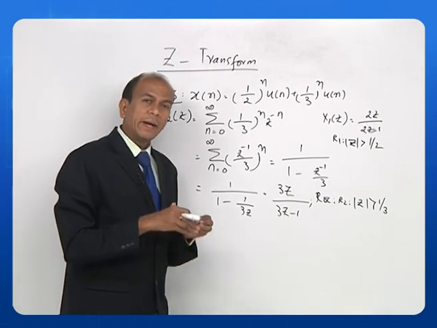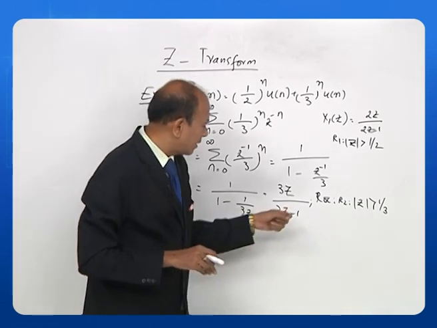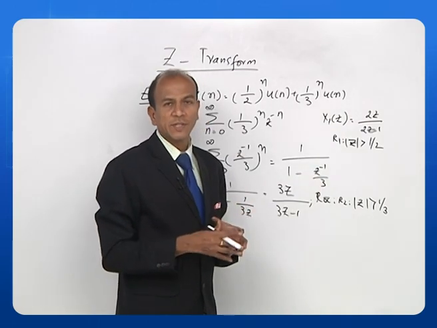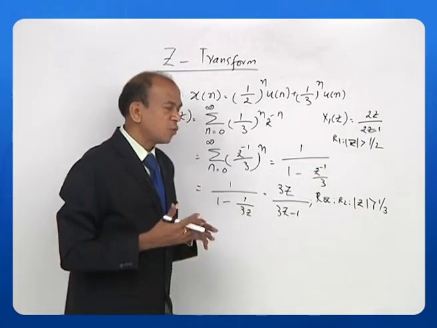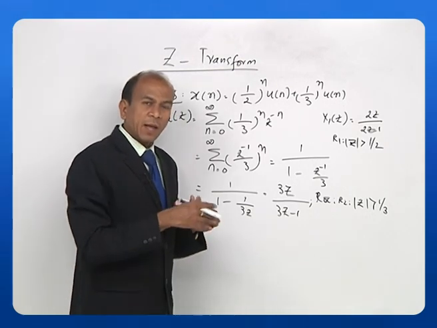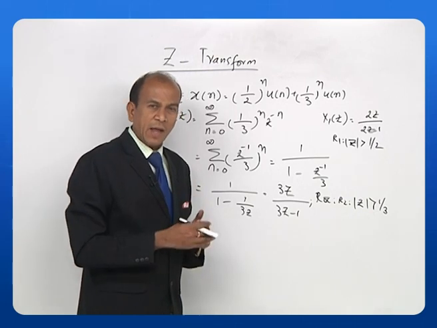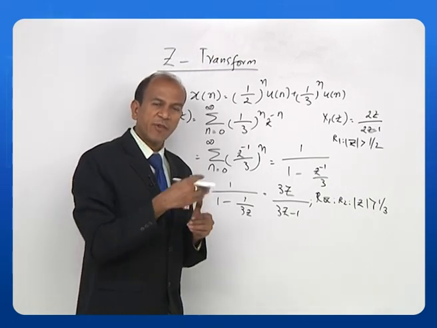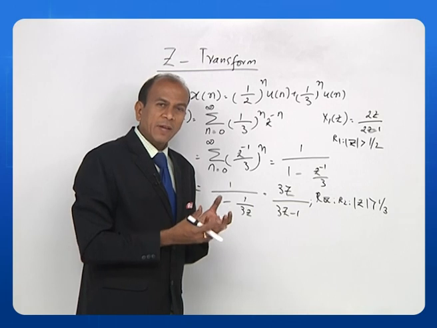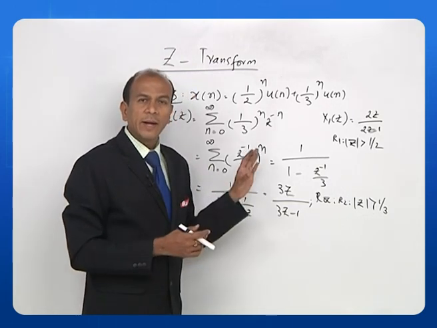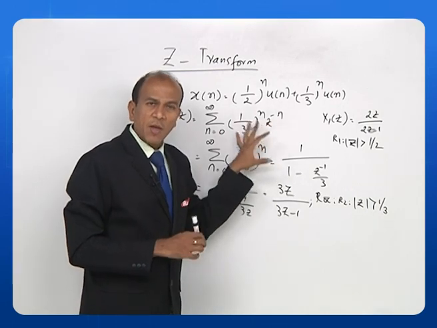Now to get x of z, I should add this and this, so that I will get an x of z which is a combination of this. That is what the superposition theorem says. So what does the superposition linearity theorem say? If x1 of n has a z transform x1 of z and x2 of n has a z transform of x2 of z, we calculate these two separately and add them to get the total z transform. That is what we have done here.